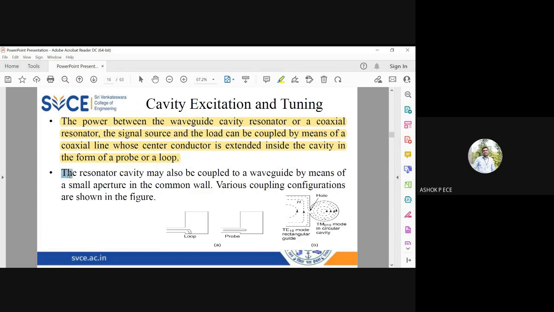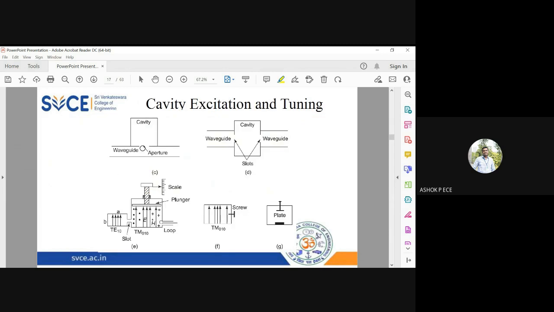You can also have a small aperture, a probe, or a loop to couple energy from the transmission line to the waveguide. You can see here, an aperture is simply an opening, and in a waveguide you can have it on both sides of the cavity. If you make a small aperture and continue with the waveguide, the energy will flow from the cavity towards the waveguide. This is possible. And if you make a small aperture at the bottom of the cavity, even this can send energy in both directions.